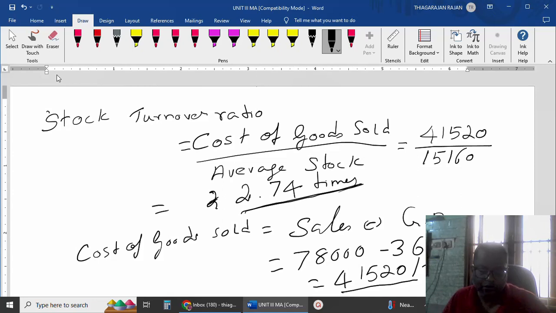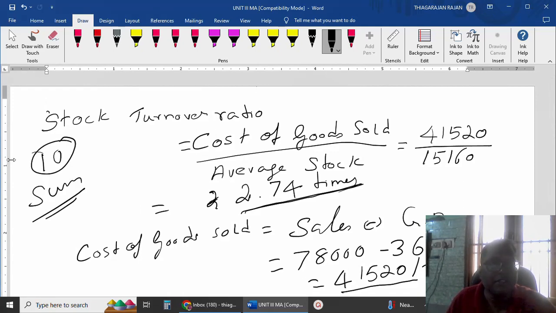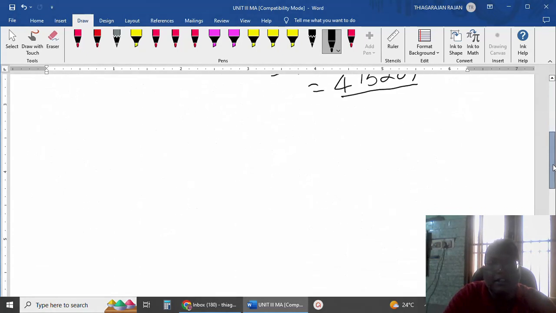Okay, so this is about sum number 10. In sum number 10 you are asked to calculate stock turnover ratio. The formula is cost of goods sold divided by average stock. Cost of goods sold means sales minus gross profit. Okay, next we are moving to sum number 11.